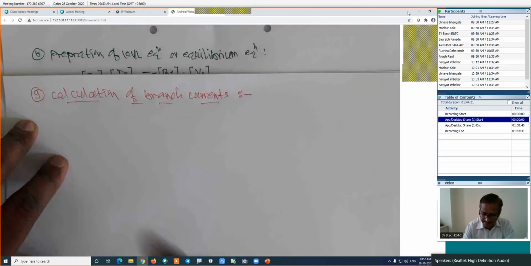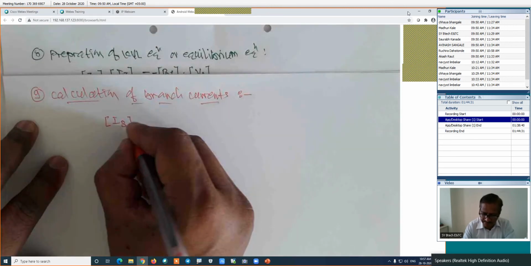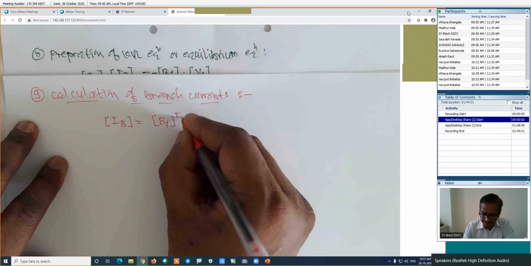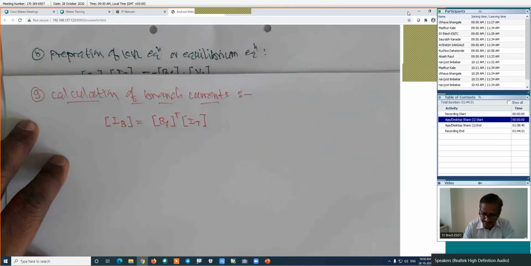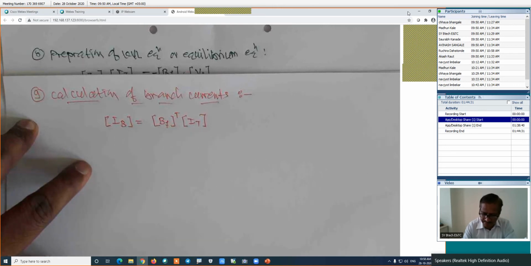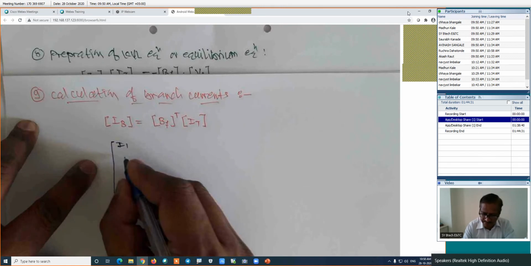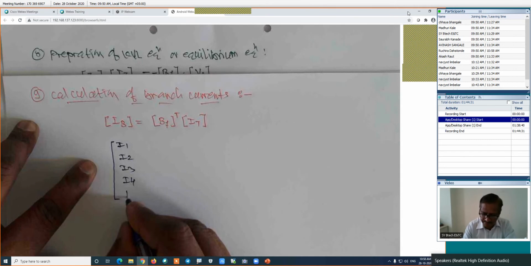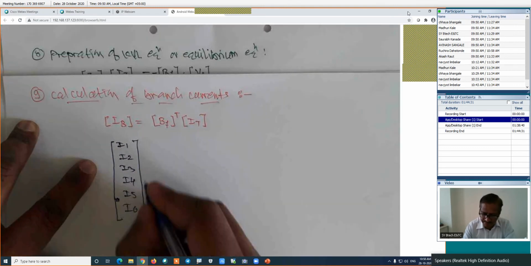IB is equal to BF transpose into IT. What is IB? IB is the branch current matrix. It is a column matrix. How many branches do we have? 6 branches. This is I1, I2, this is I3, it is I4, this is I5, and it is I6. If we have the 6 branches, this will be the branch column matrix, which is IB.